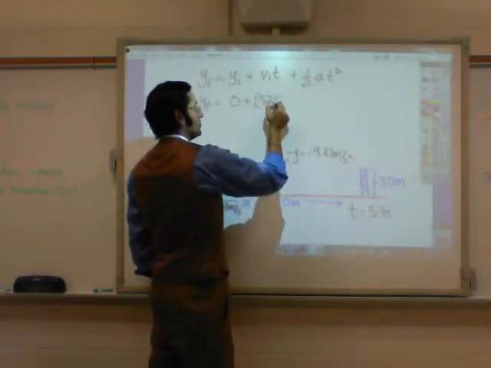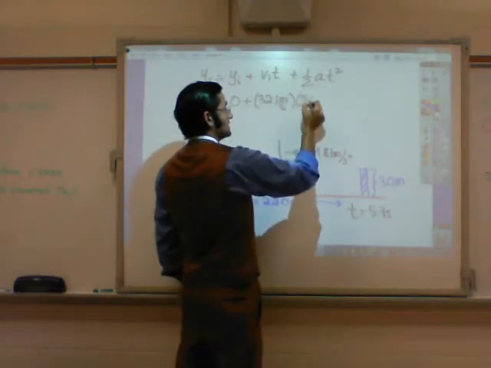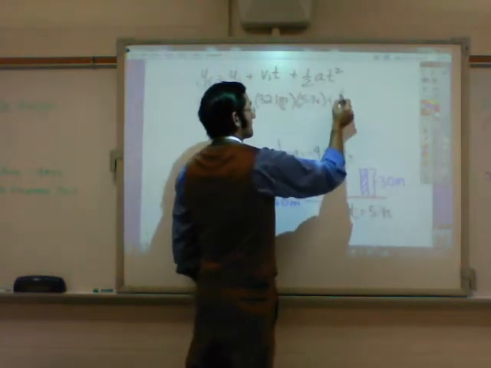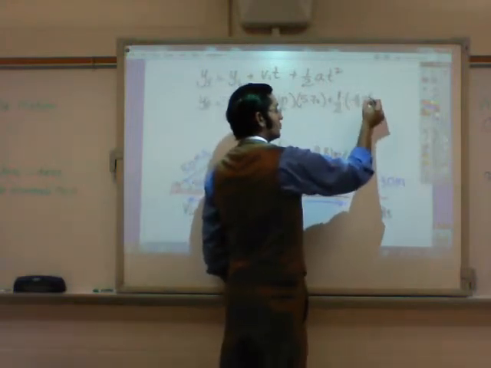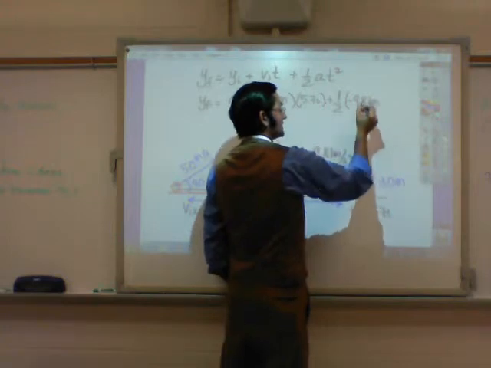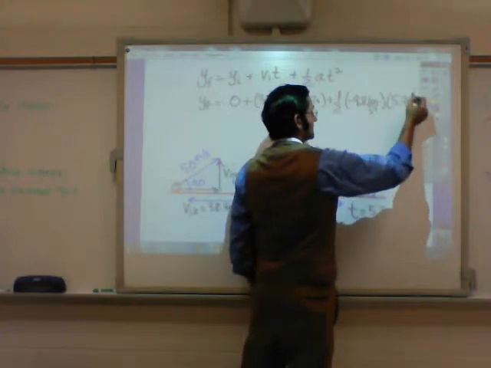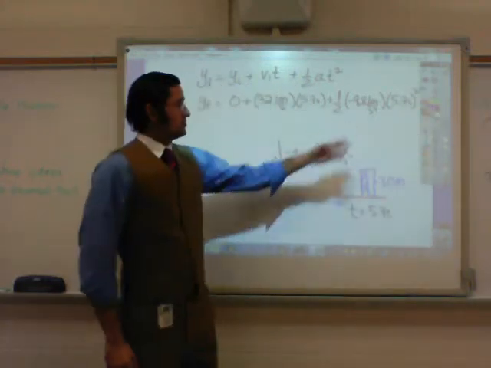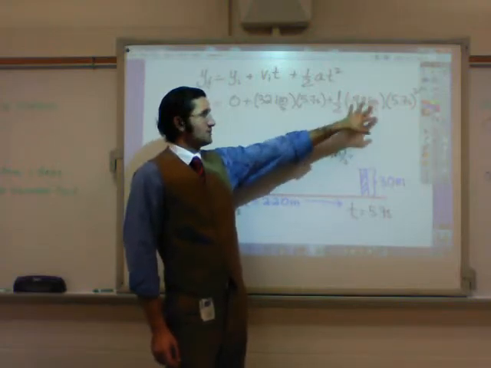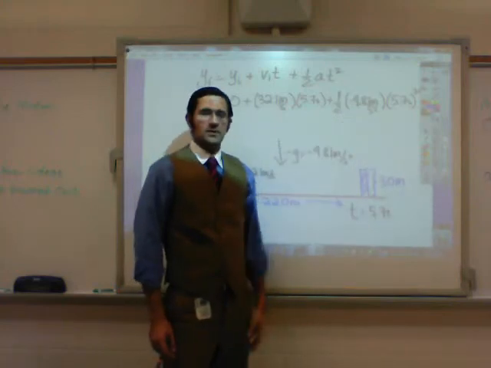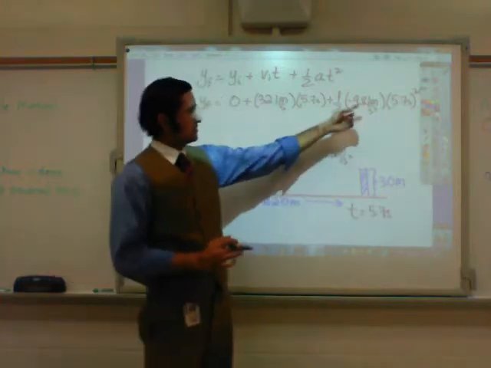So 32.1 meters per second. The time is 5.7 seconds, plus 1/2. The acceleration is negative 9.81 meters per second squared. That's the acceleration of gravity. And once again, the time is 5.7 seconds. You can use negative 10 meters per second squared if that makes your math easy. But that's fine. In labs, you definitely use 9.81 meters per second squared because you want a more precise answer. But when you're doing these word problems, it's fine if you use negative 10 meters per second squared.